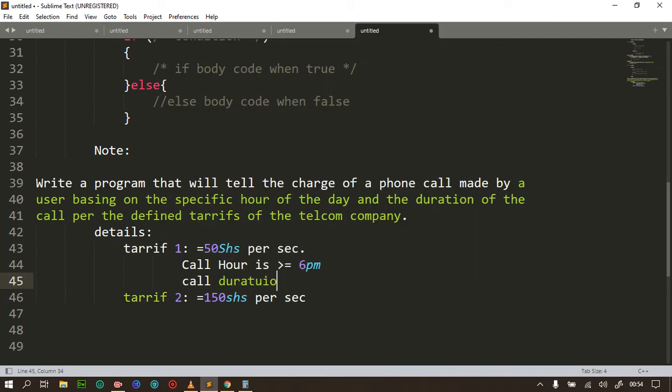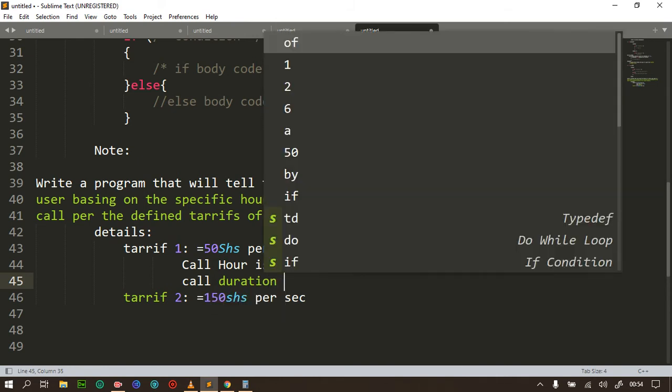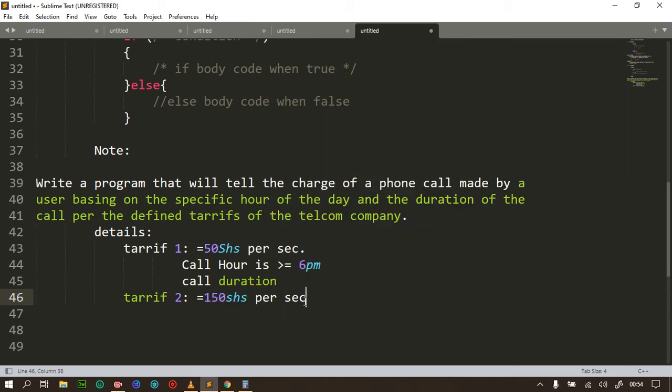And call duration, because we said we are charging tariff 1, that is 50 shillings per second, so it means that is only going to be charged if your calling hour is either 6 p.m. or greater than 6 p.m. and your call duration is less or equal to 5 seconds. Guys, we are brainstorming, so think about that.